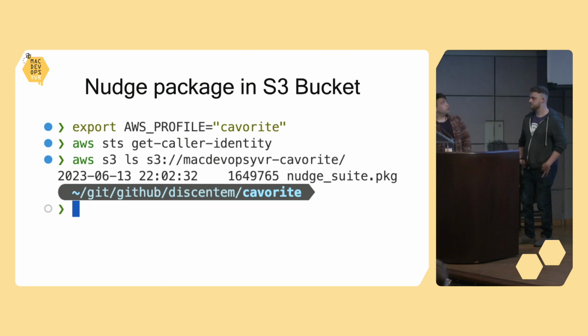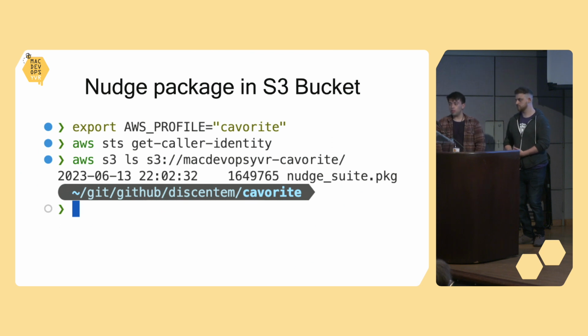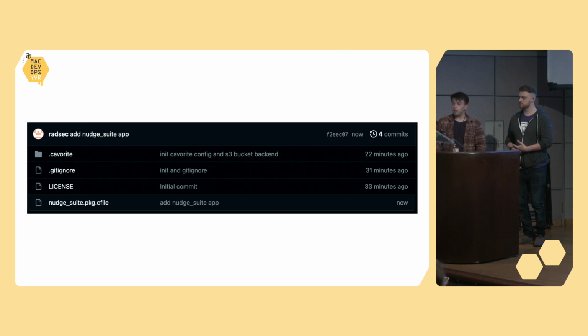Another way to show this, we're just showing that the package was uploaded to S3, not that C file. So this is the result of what happens. And to Brandon's point, this is GitHub showing the C files there, but not the actual package. So this is just the metadata that tells you how to get that package file.